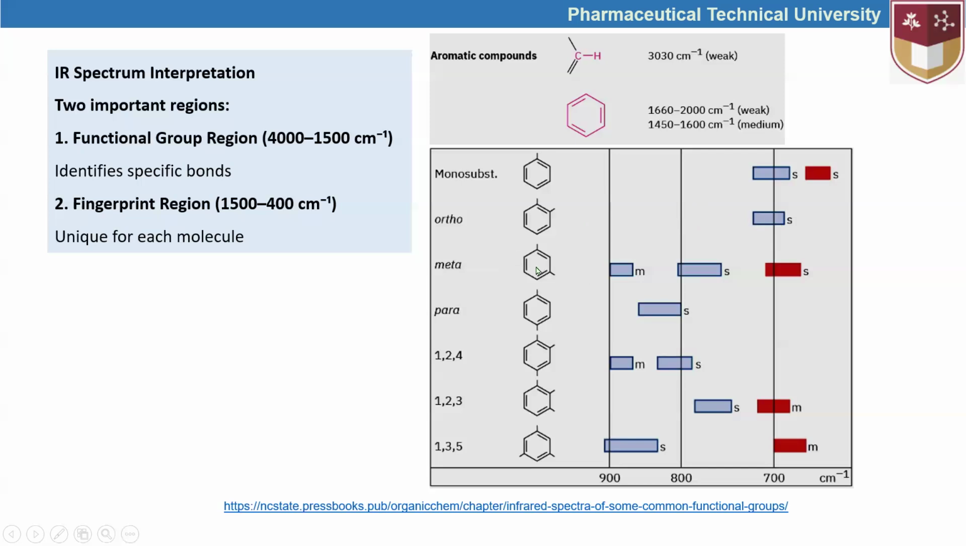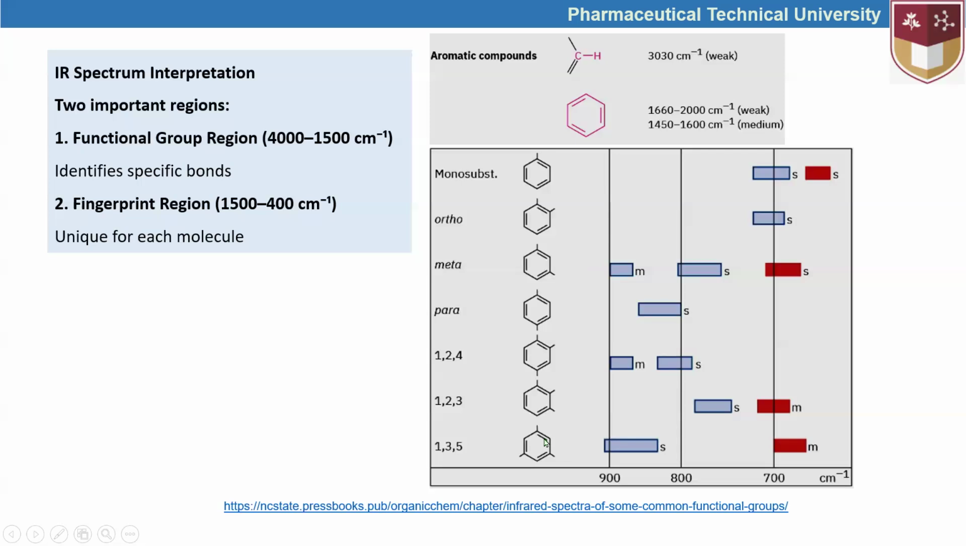But if meta and para disubstituted derivatives are obtained, here we can see a much higher wave number, which could be linked with the vibration, and that could explain the lower stability or higher vibration of those aromatic compounds.